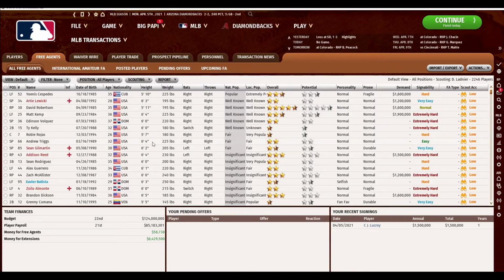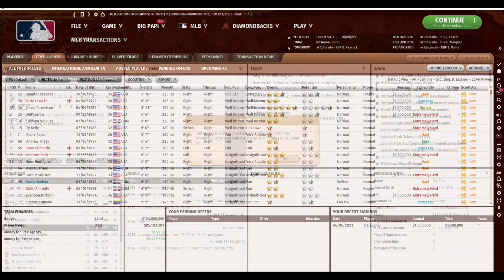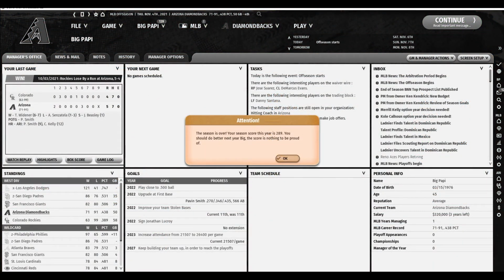And I'll show you where we stand in terms of budget. And then we'll kind of quickly look at free agency and sort of my strategy for free agency when it comes to rebuilding a team. So I'll be right back. All right. We're back.